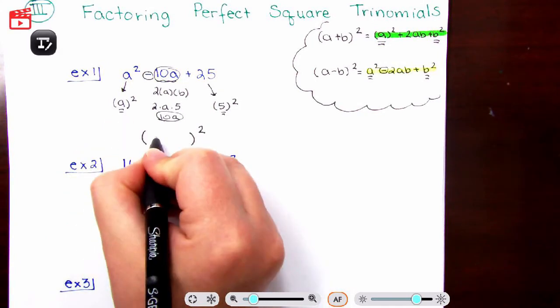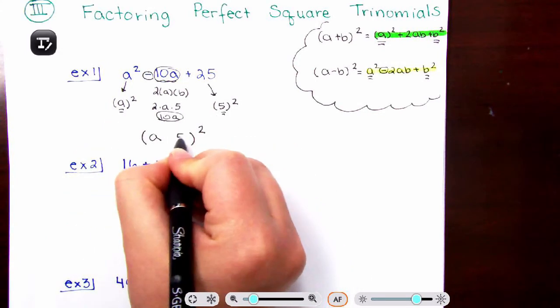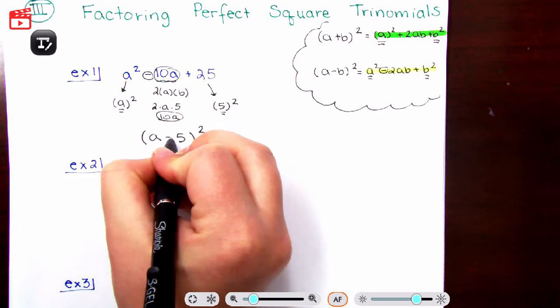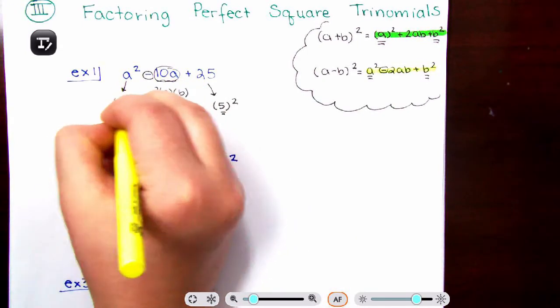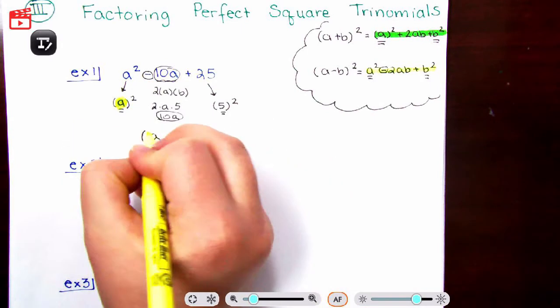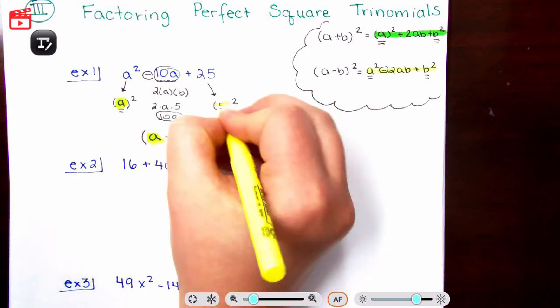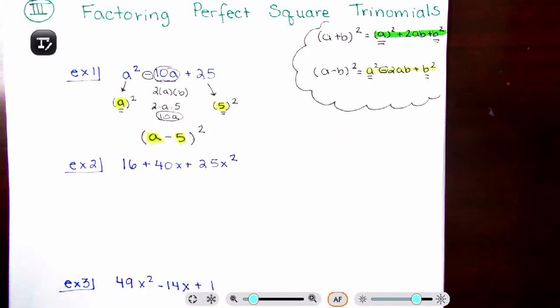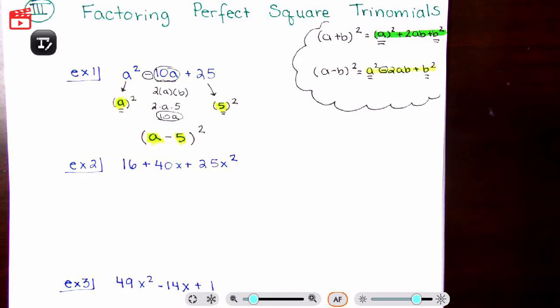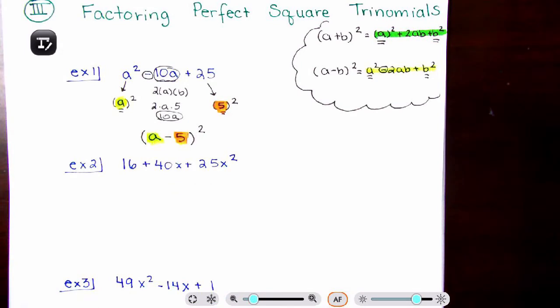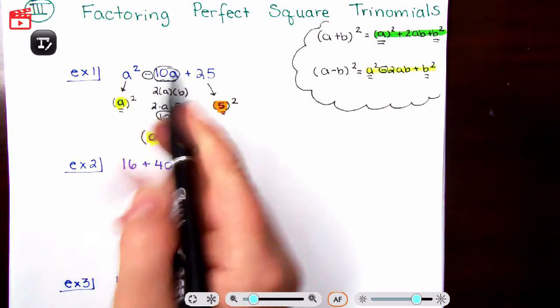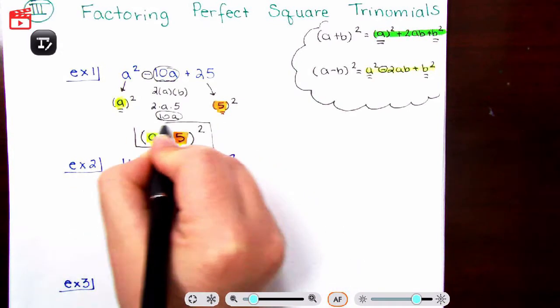Here's your a. Here's your b, which is 5. And then we're going to write a minus, and we're done. That's it. So here's your a. This term just happens to be a, but here's your first term. Here's your last term. Let's change color so they're not both yellow. There you go. And then that's it. Take the first, take the last, put a square with it, and you're done.